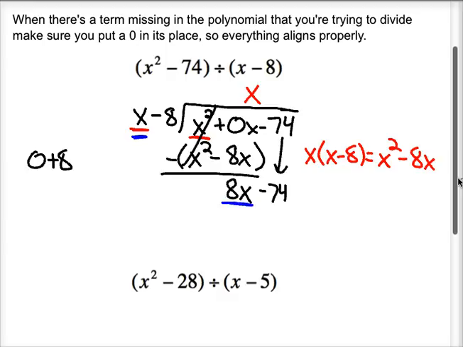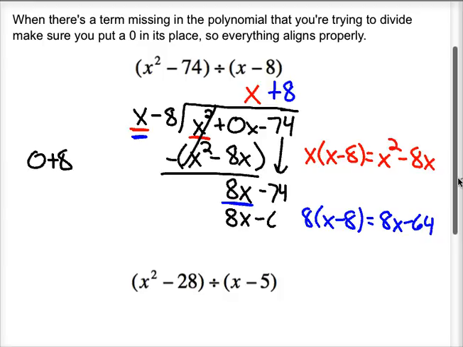I see, what will it take for x to go into 8x? Well, I need to multiply it by 8. So I take that 8 and I multiply it through. So that's going to be what I put in the next phase, 8x minus 64. And I'm going to subtract that off. 8x minus 8x leaves me 0, just like I wanted it to, cancels out.